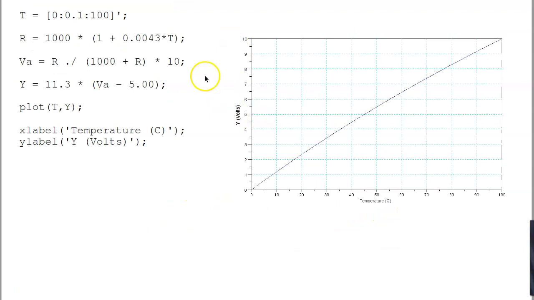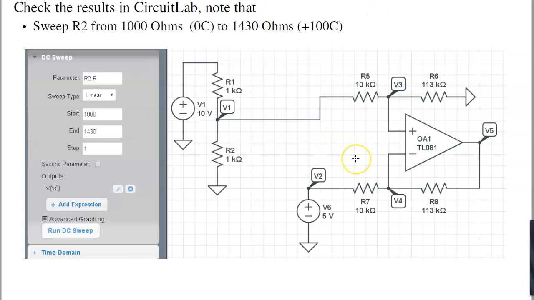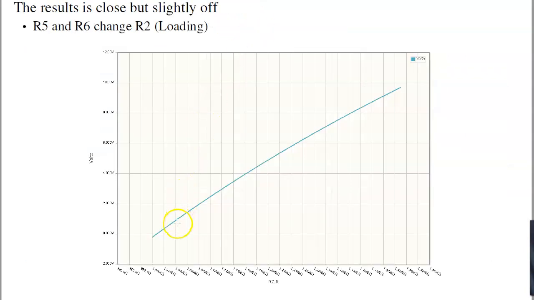If I check in MATLAB, as temperature goes between 0 and 100 degrees Celsius, here's the resistance. By voltage division, this is the voltage. The output is then gain times VA minus VB, and plot. And you get this curve, going from 0 to 10 volts. Throw that in Circuit Lab, and sweep R2 between 1,000 and 1430 ohms. And you get, goes from 0 volts to 10 volts.